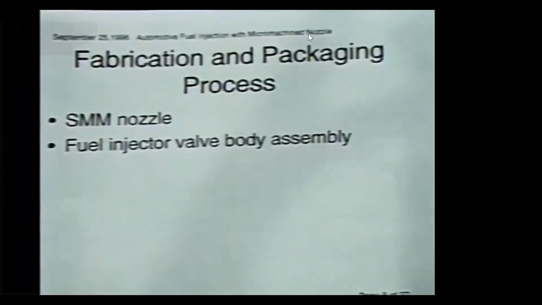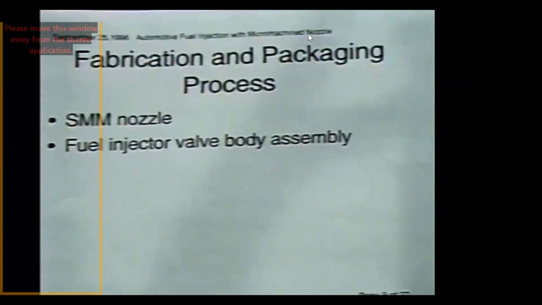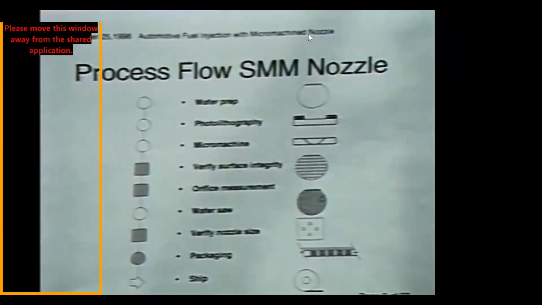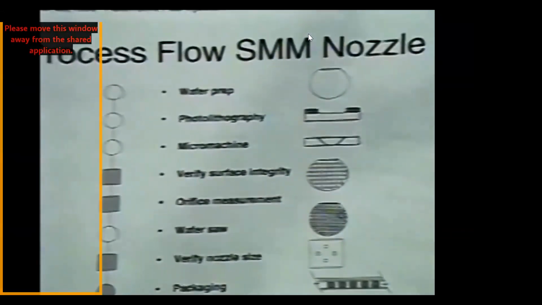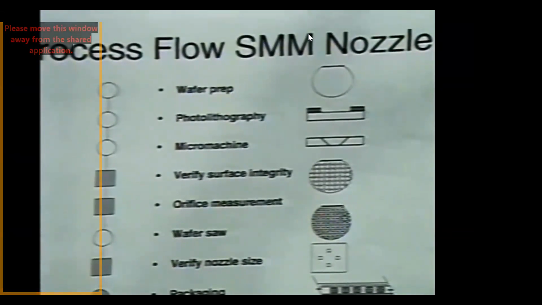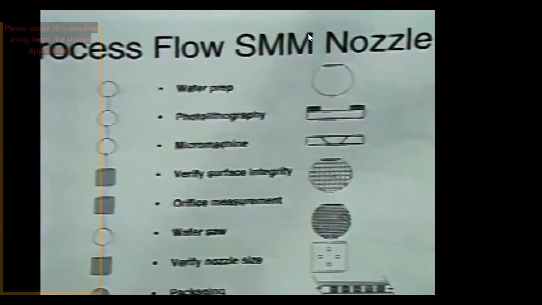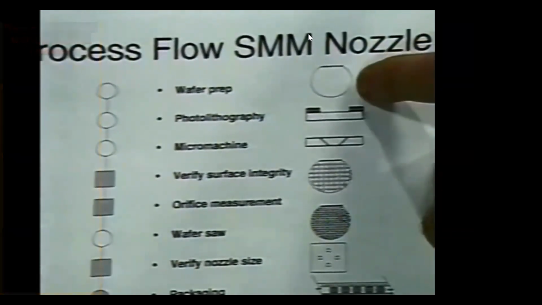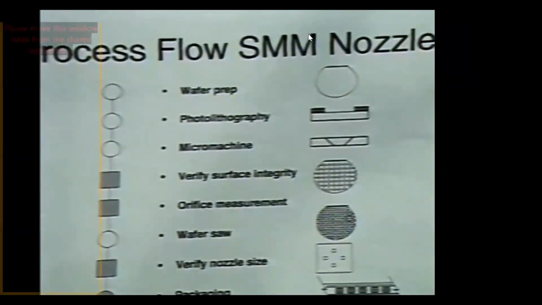To better understand the packaging process, we're going to go through the fabrication process of the SMM nozzle and then the packaging and fabrication process of the injector. The process flow for the SMM nozzle is pretty simple. It's a standard type of wet etch flow for the bulk micromachining industry, which basically starts with a single wafer. In our case, it was an N-type single crystal 4-inch diameter wafer.